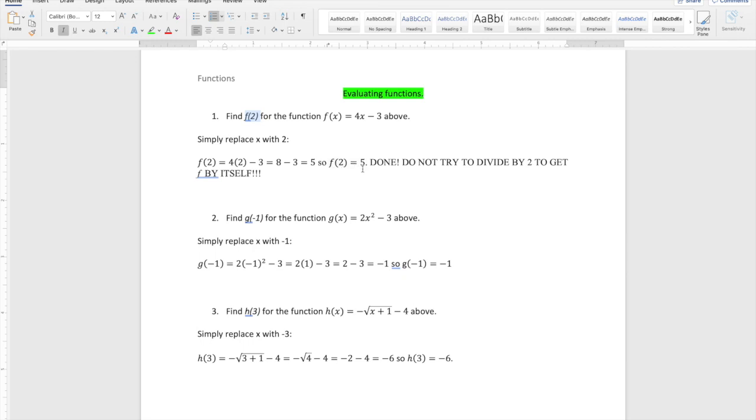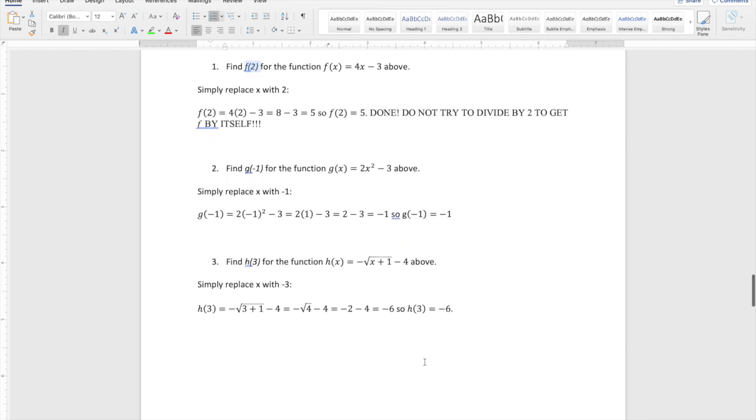I'm done. Sometimes I see students trying to get f by itself. F of 2 is one solid piece representing the value of y when x is equal to 2. So please do not try to get f by itself. When you find that f of 2 is equal to 5, that is your final answer. And then I'm finding g of negative 1 if g of x is 2x squared minus 3 by simply replacing x with negative 1. And then I do the same with function h here. You can go through those examples on your own.